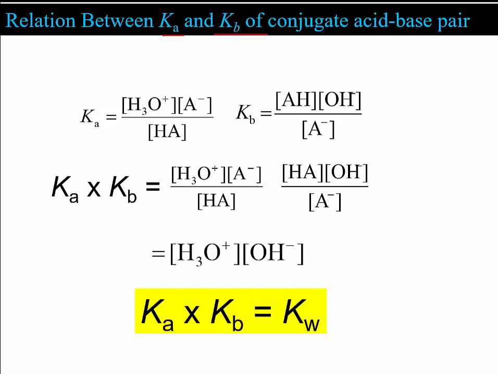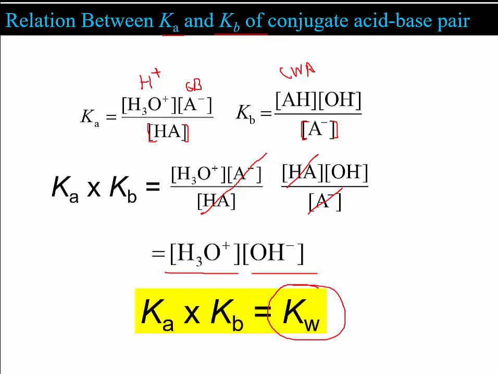So there is a relationship between Ka and Kb for a conjugate acid-base pair. Our Ka is when we take our weak acid and let it dissociate into H plus and the conjugate base. And for Kb, we react a base, say A minus, and form hydroxide and our conjugate weak acid. If I take these two and multiply them together, remember our Ks multiply, what we'll see is that our HAs will cancel out, our A minuses will cancel out, and we're left with just H3O plus times OH minus. And we're going to give this a special K value, Kw.